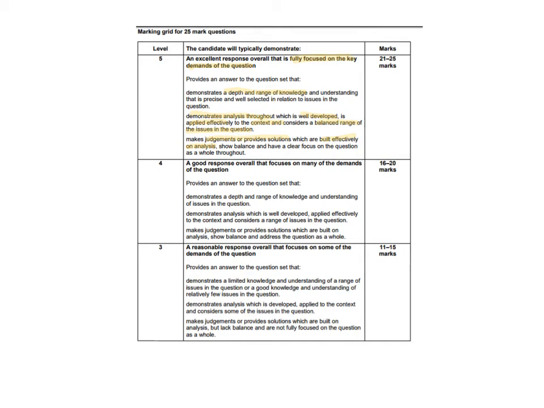Context: you can't get into level 5 without using some form of context, even if that's looking at different business sizes and different industries. You might not even need to bring in a specific real-life example, but you need to show that you have an understanding of how it applies to different scenarios. And again, balance, making sure you've got a counter-argument, and make judgments or provide solutions.